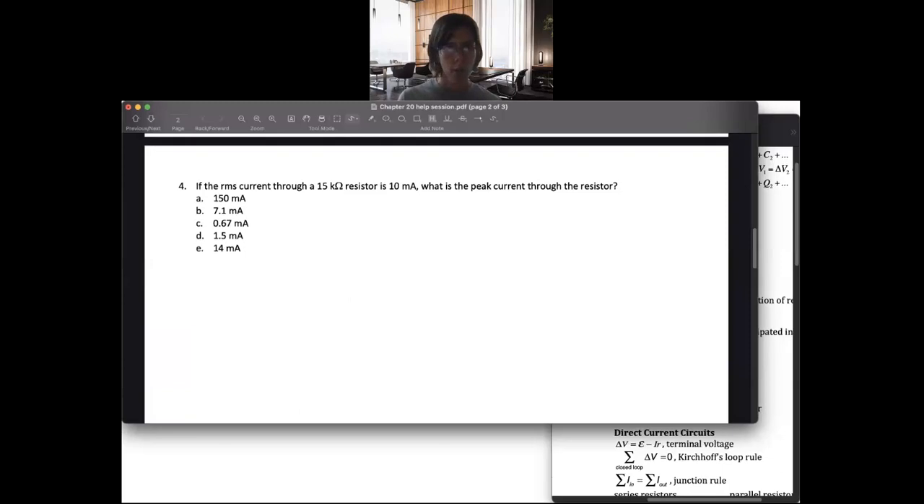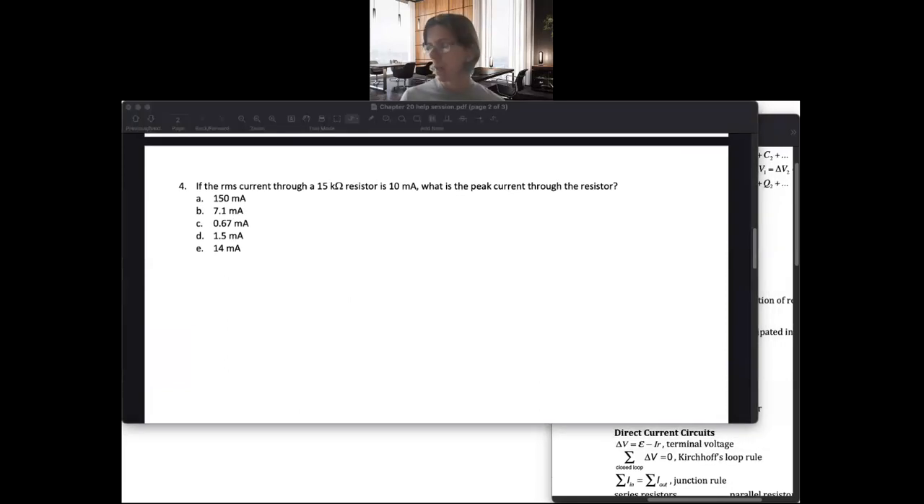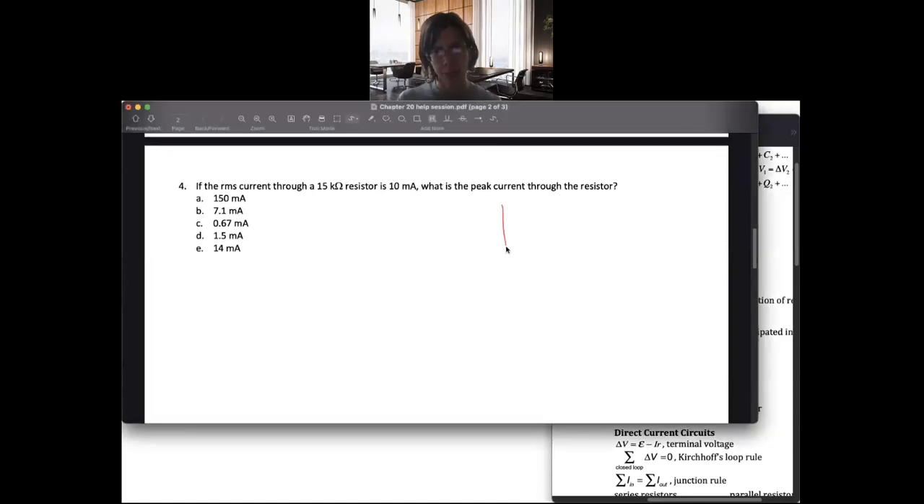So this one is asking about RMS current. We're given a resistor, we're given the RMS current, and we want to find what the peak current is. So what's important here first, conceptually, is to understand what this RMS current and peak current mean. So it's good to visualize what's going on.